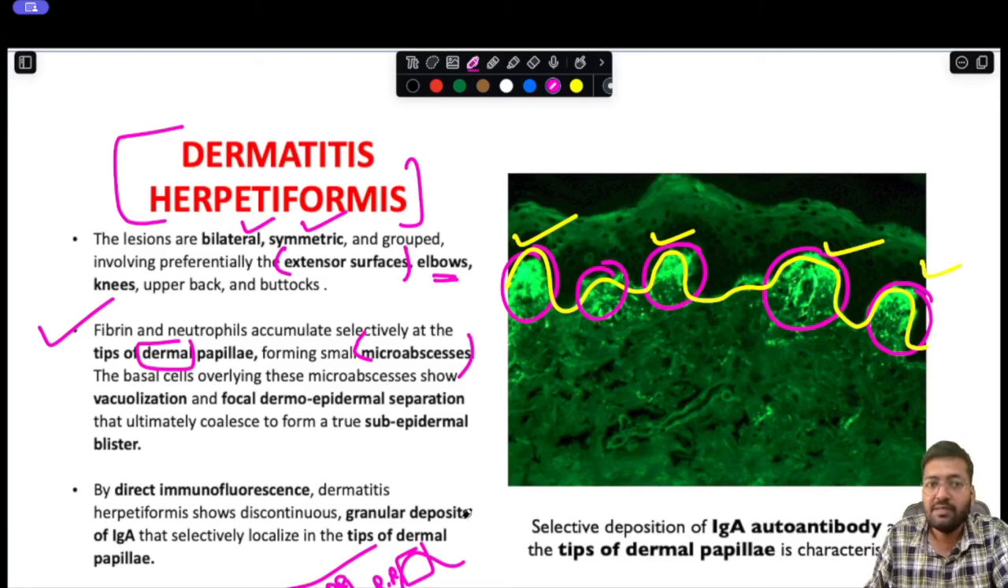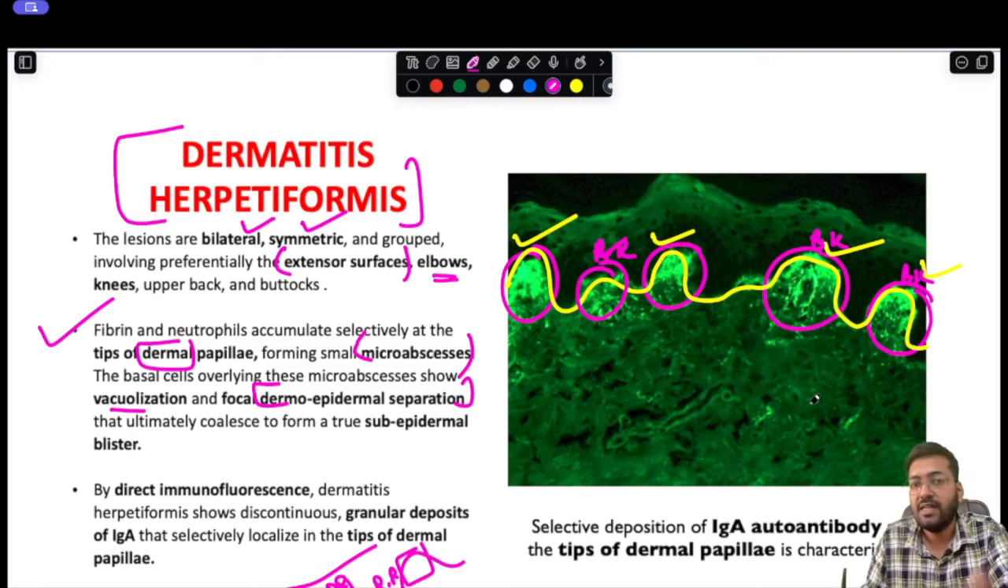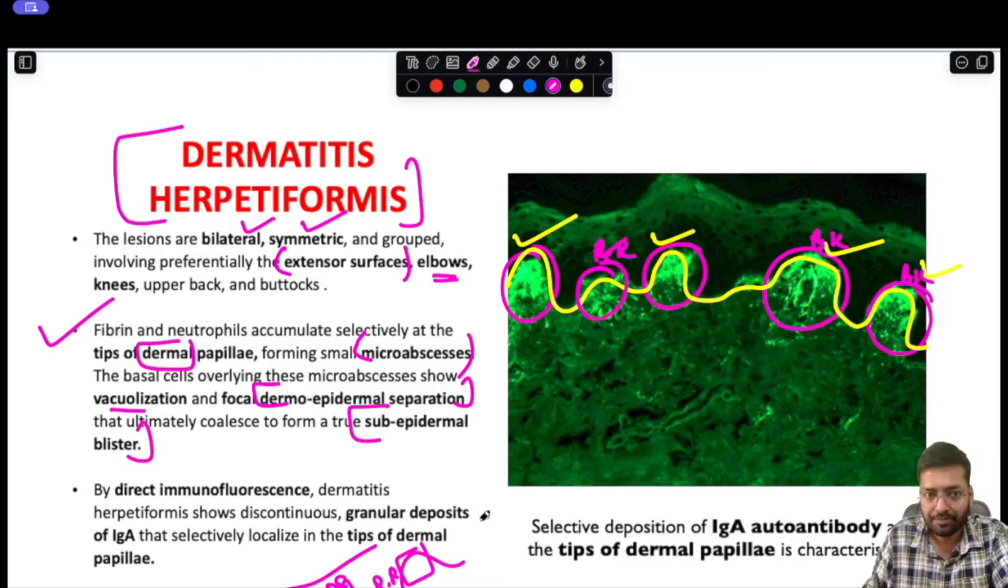Now the basal cells which are overlying, the basal keratinocytes which are overlying these dermal papillae, show vacuolization and focal dermoepidermal separation. So you will see microscopically separation at these levels where the basal keratinocytes are in contact with the dermal papillae. Over there you will see that basal keratinocytes are separating from each other. Ultimately, these are going to coalesce, forming a true subepidermal blister.